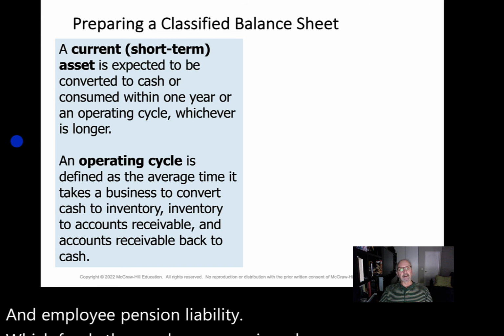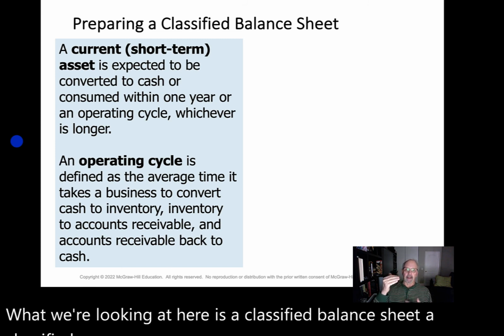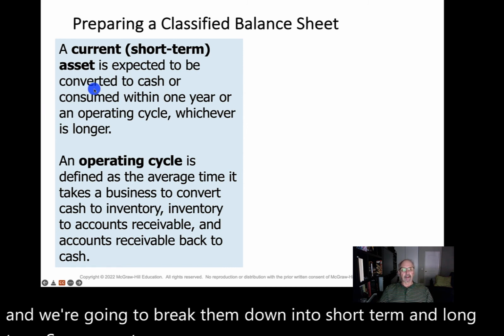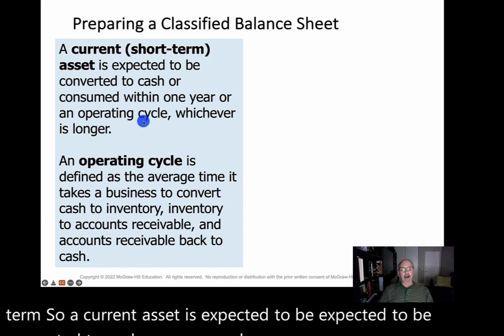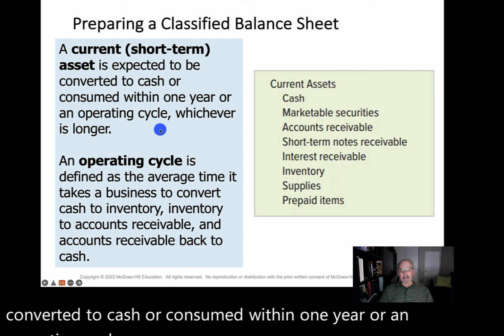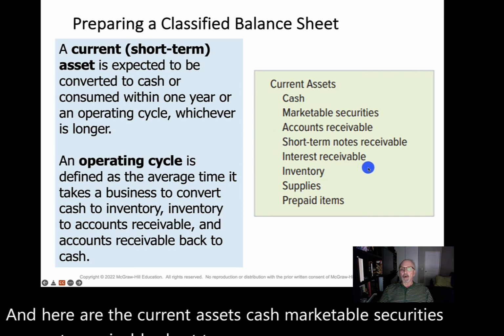What we're looking at here is a classified balance sheet. Classified means that we're going to take assets and liabilities and we're going to break them down into short-term and long-term. So a current asset is expected to be converted to cash or consumed within 1 year or an operating cycle. And here are the current assets: cash, marketable securities, accounts receivable, short-term notes receivable. All of these are current. They're going to happen within a year.